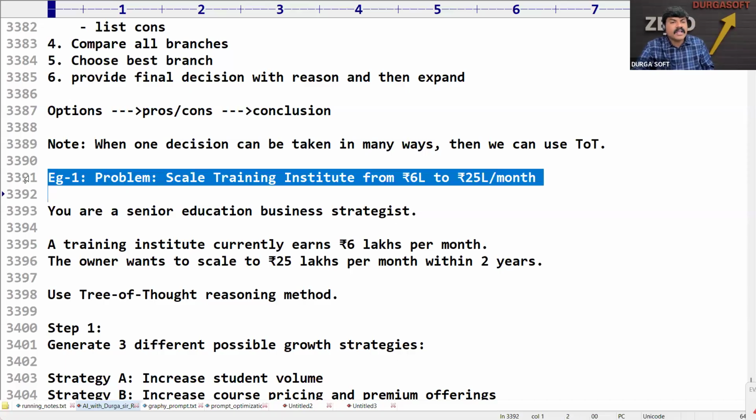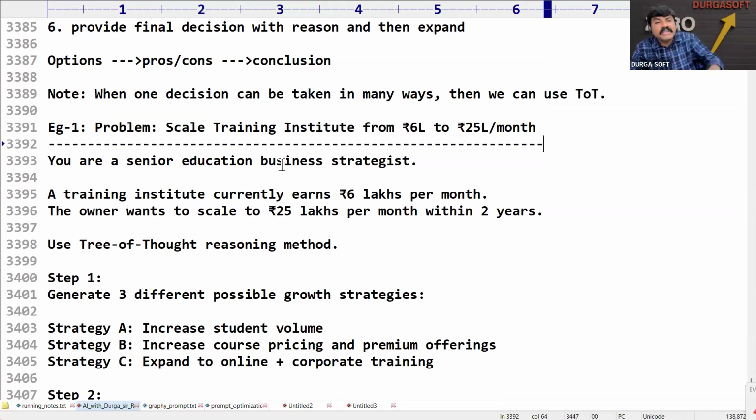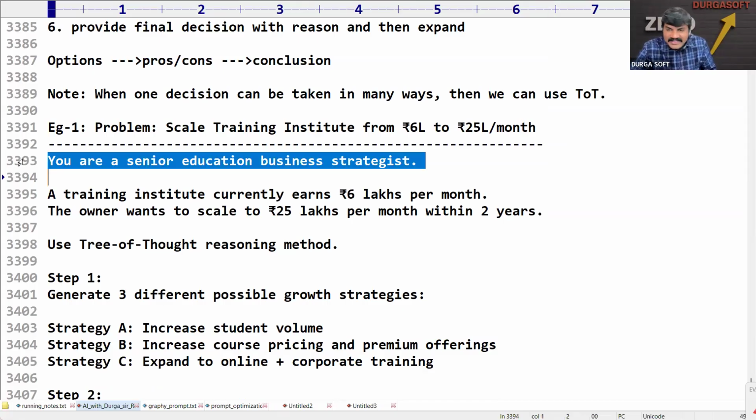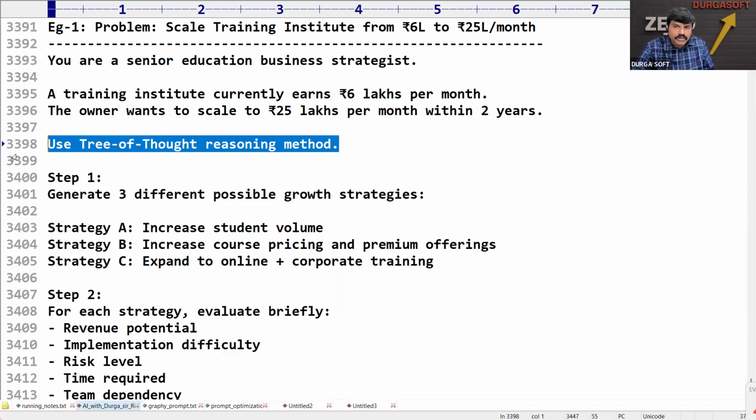This is my example. Example 1: Scale a training institute from 6 lakhs to 25 lakhs per month. You are a senior education business strategist. Is it role-based or not? Yes, sir, role-based, a persona. A training institute currently earns 6 lakhs per month. The owner wants to scale to 25 lakhs per month within 2 years. Use the tree of thought reasoning method.